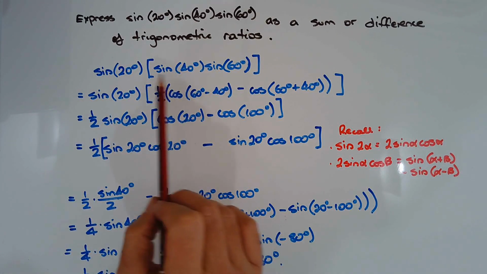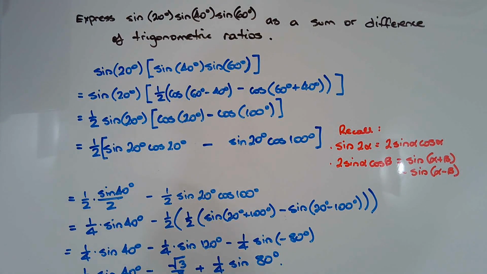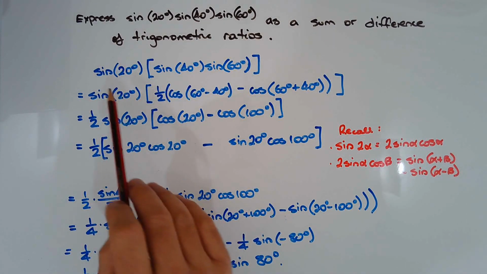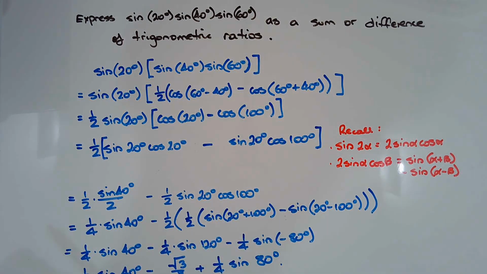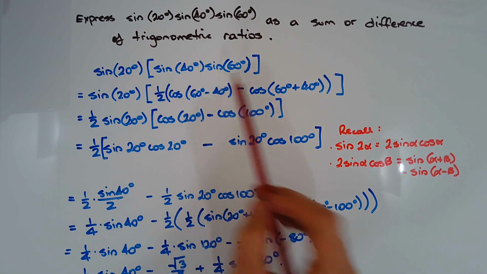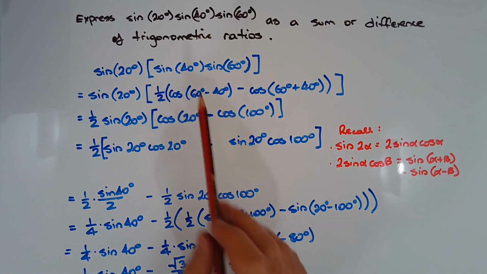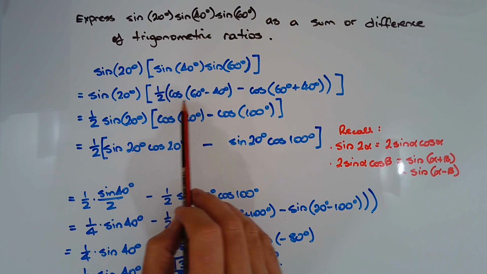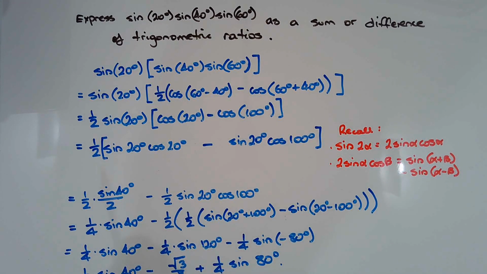Now you could have alternatively grouped the sine 20 and the sine 40 together, put a bracket around that and done the same thing, and you should end up with the same result. So our first line will be sine of 20 degrees outside of sine 40, sine 60. Now, sine 40, sine 60, that's a sine-sine case, so we can use the difference of the cosine ratio. So this is half cos of 60 minus 40 minus cos of 60 plus 40. And of course, don't forget that there's sine 20 still on the outside.